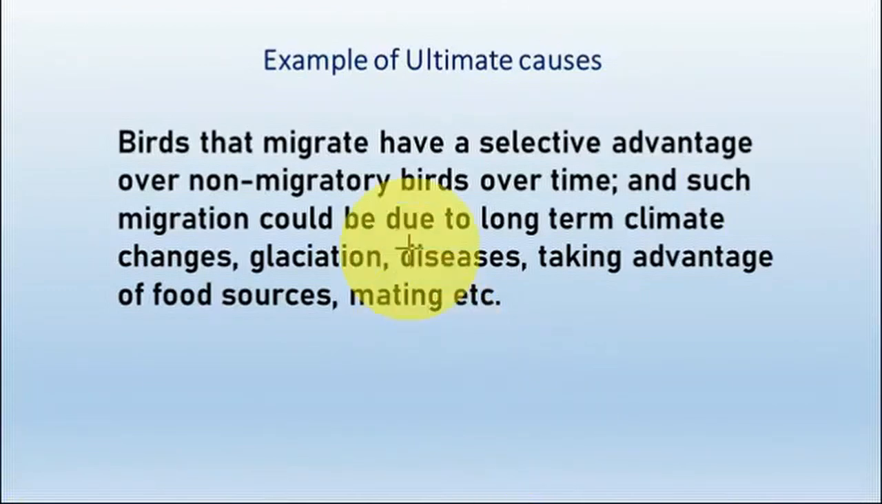Birds that migrate have a selective advantage over non-migratory birds over time. That is why you never see all birds migrating. That is not a common phenomenon. Some birds migrate because they have a selective advantage over non-migratory birds over time, and such migration could be due to long-term climate changes, glaciation, diseases, taking advantage of food sources, mating, etc.